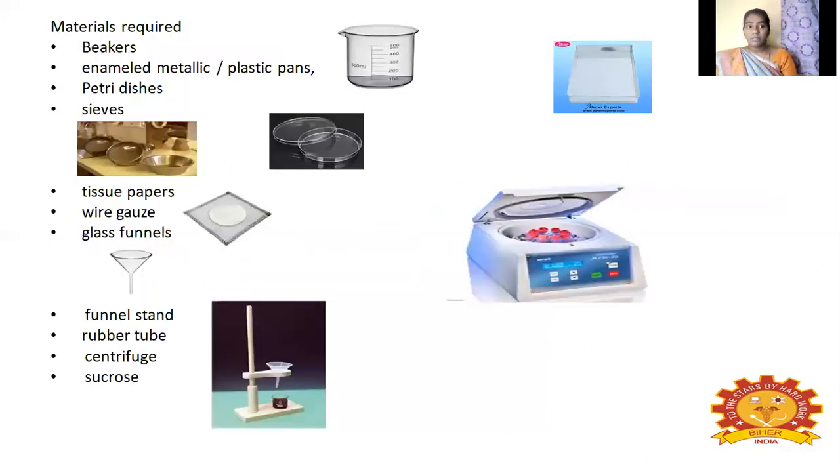For that, certain materials are required. What are they? For this experiment, we need a beaker, an enameled metallic or plastic pan, petri dish, and sieve. The important material in this experiment is the sieve, which is very helpful for separating the soil sample. We also need tissue paper, wire gauze, glass funnel, funnel stand, rubber tube, centrifuge and sucrose. The centrifuge is used at the last for separating the nematode from the sample. These are all the materials required for extraction of a nematode.